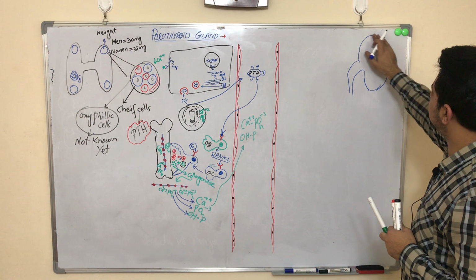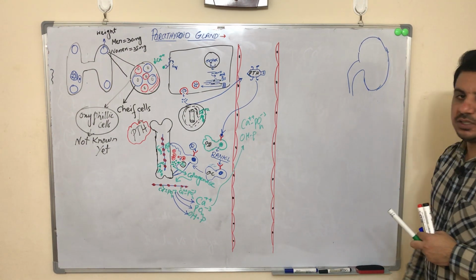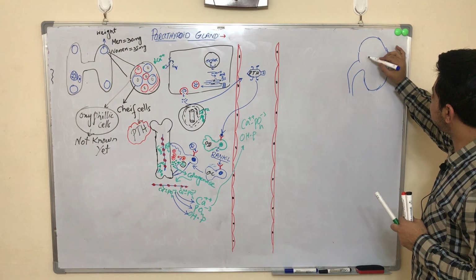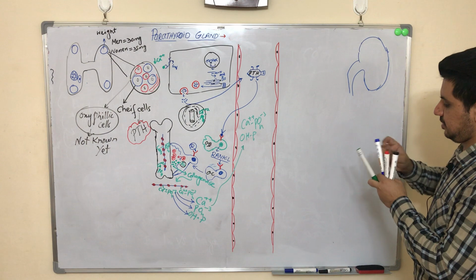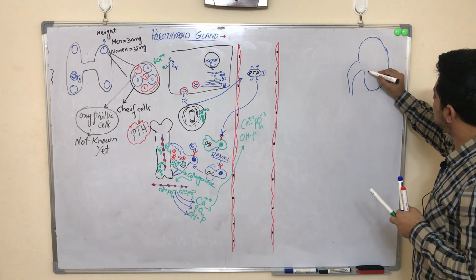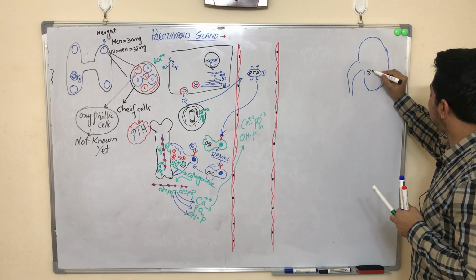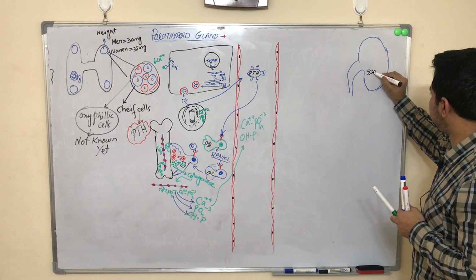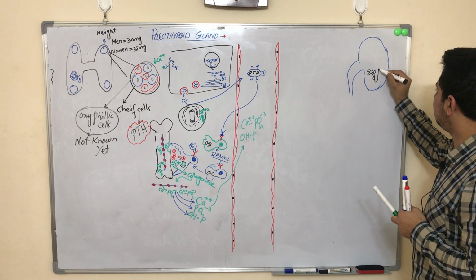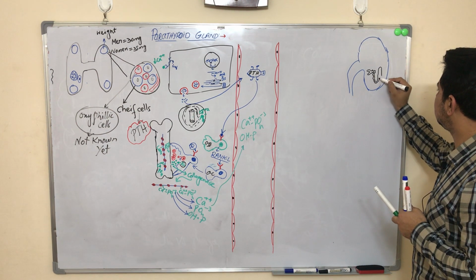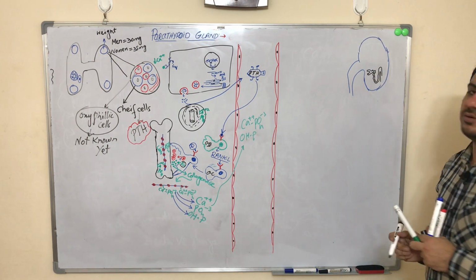This is the kidney, suppose. Okay. And in the kidney, we know very well there are specific structures that we name like this. What are the functional and structural units of the kidneys? These are nephrons. These are the nephrons. Okay.